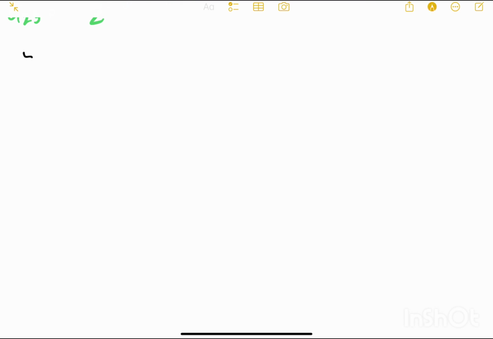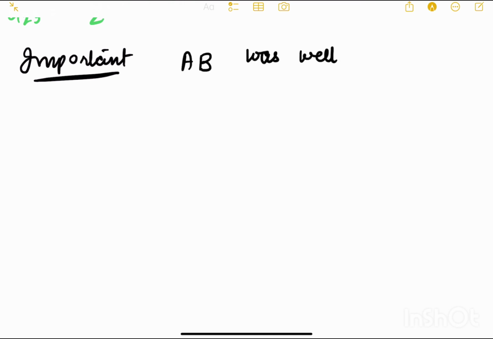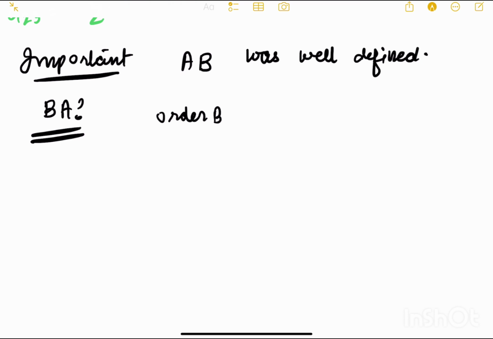Now, another important thing which you can observe is that in the above question, AB was well defined, right? And I even calculated and found the elements. Now, what about BA? Why are we always calculating AB, and why not BA? So, what is my order of B and what is my order of A? I will write it side by side.